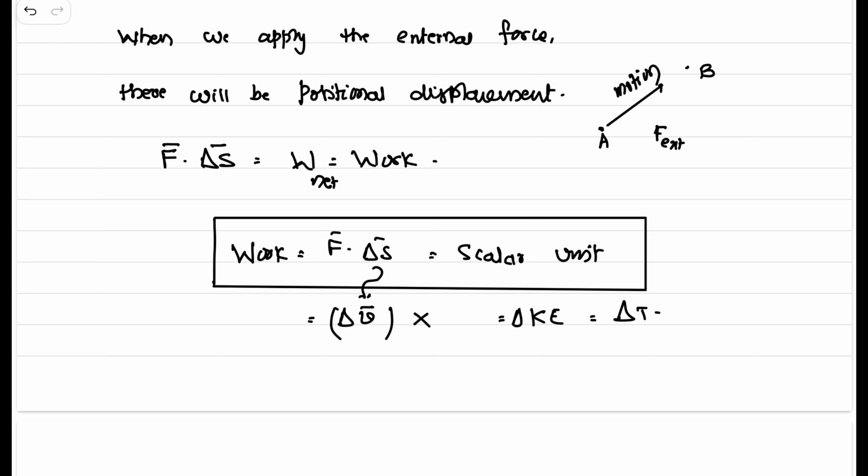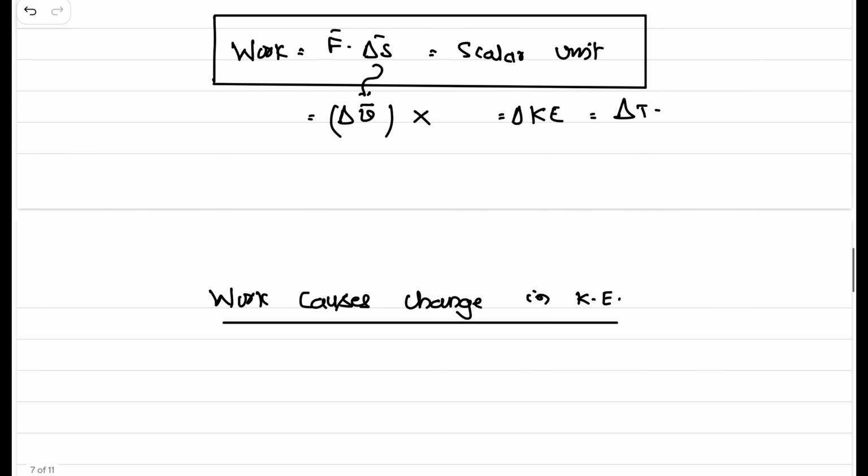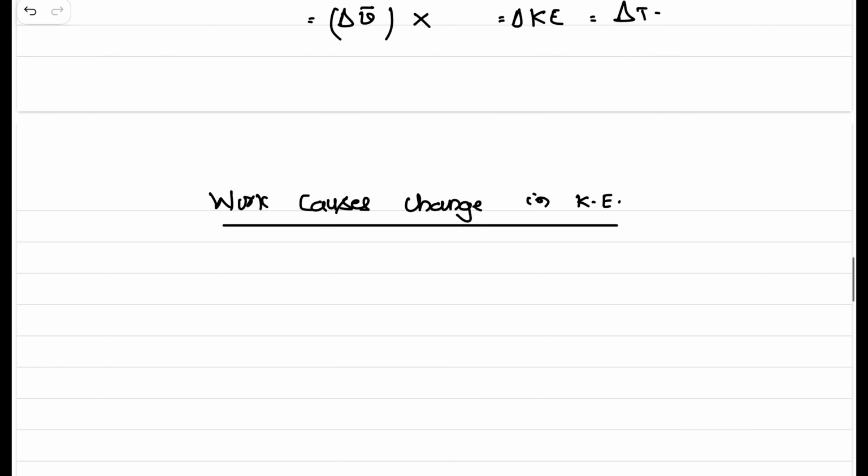and in the form of work, we will be able to know that once the applied force is given and change in displacement is given, with the scalar product of force and change in displacement, we can find out the work done on that particular particle. Then, what happened when work is done on a particle?